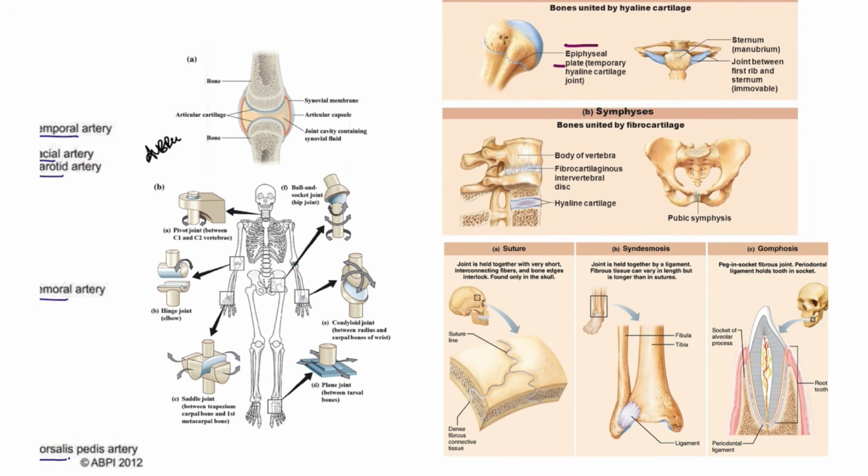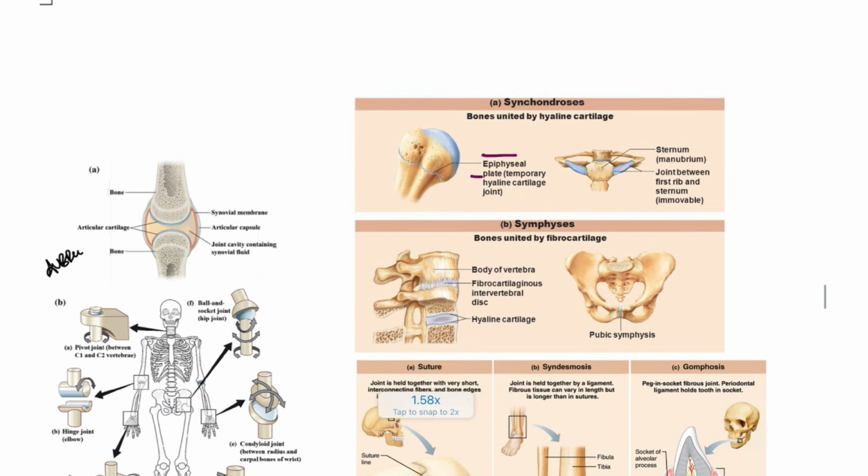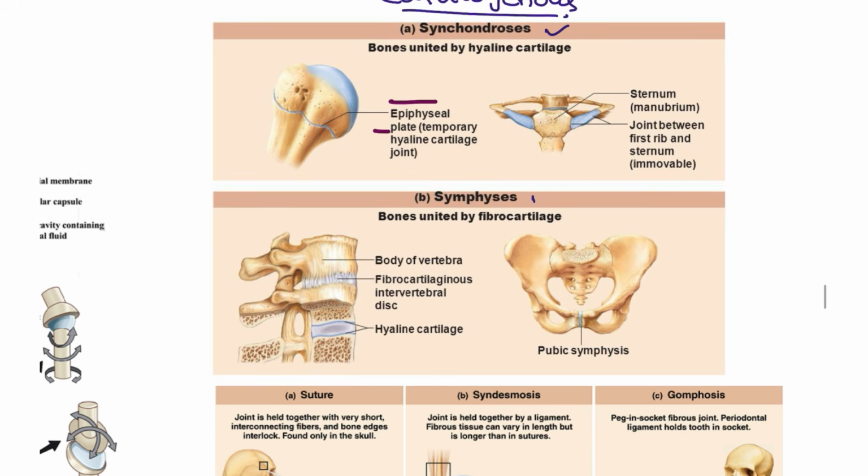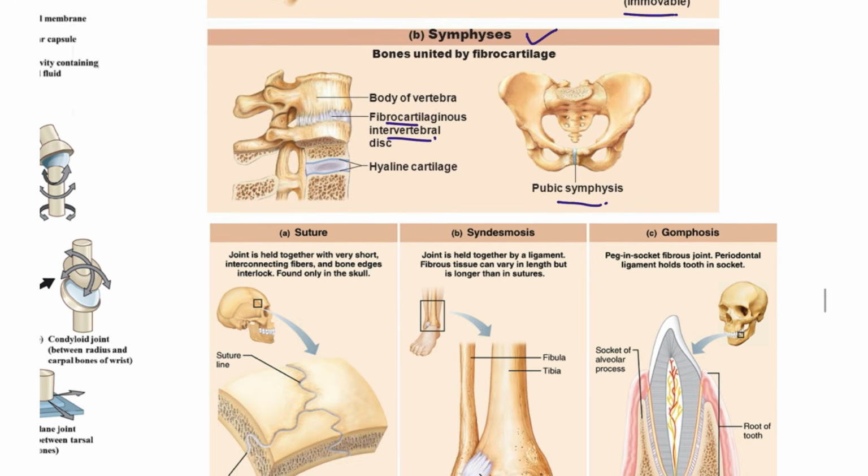Next, coming to the joints, a question has also been asked. Let's see first the cartilaginous joints. We have the synchondrosis and the symphysis. What are the examples for the synchondrosis? Epiphyseal plate and also the joint present between the first rib and the sternum, because these are the immovable joints. Next is symphysis, the symphysis pubis, and also the fibrocartilage of the intervertebral disc between the two vertebrae.